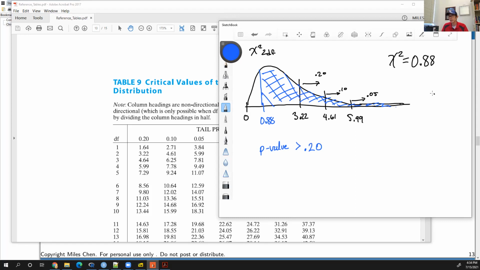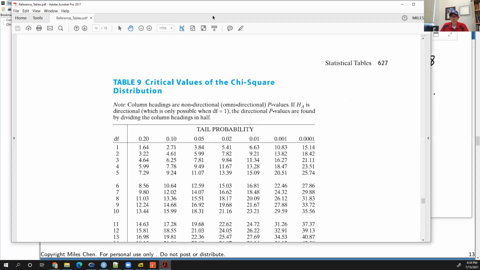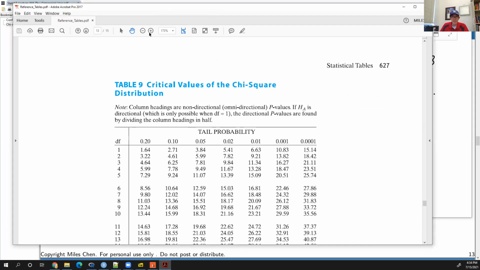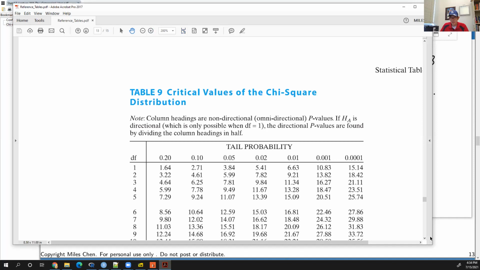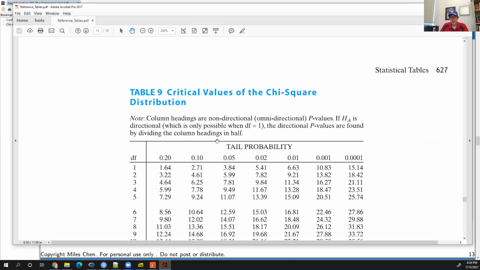Is that okay? The arrival at our p-value. Now, again, all of these tables have different things going on, so you have to read the heading of the table. It says the column headings are non-directional p-values. And it says if the alternative is directional, which is only possible when degrees of freedom is 1, then directional p-values are found by dividing the column headings in half. So you can take the column headings and divide them by 2, and that would give you your directional p-values.